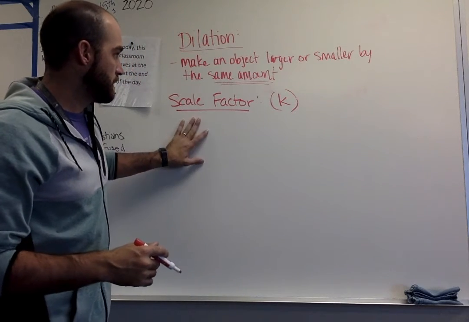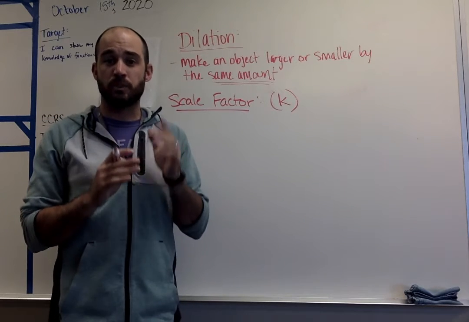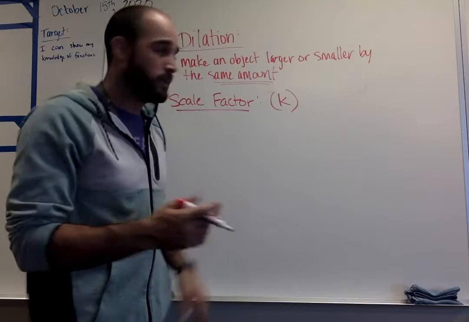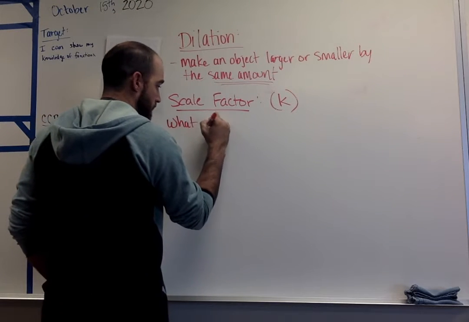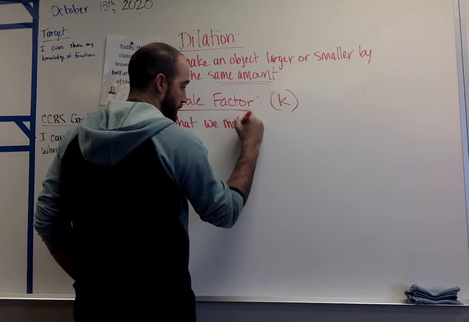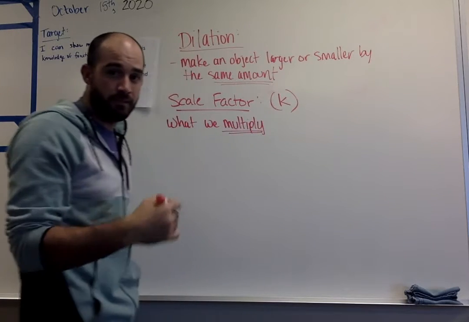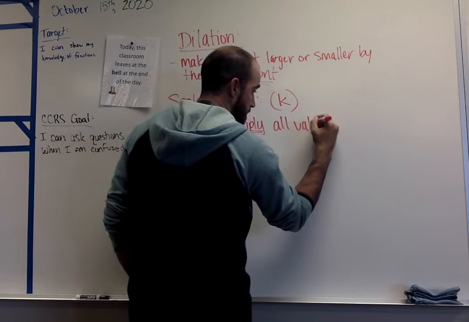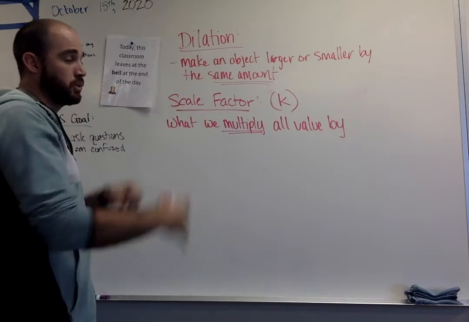But our scale factor is always going to be dealing with multiplication, and it's going to be multiplying everything, both our x and our y values, for our points. Okay, so the scale factor is what we multiply. I'm going to underline because it is multiply, not divide. So what we multiply all values by. And again, this is what makes it larger or smaller.